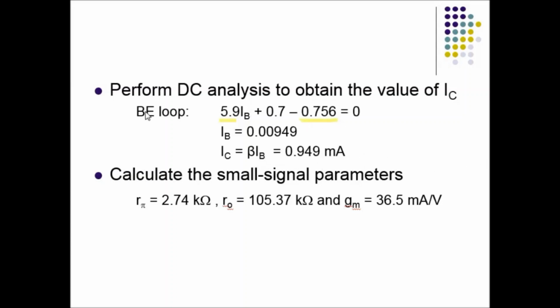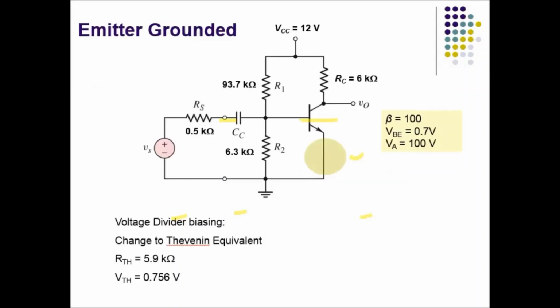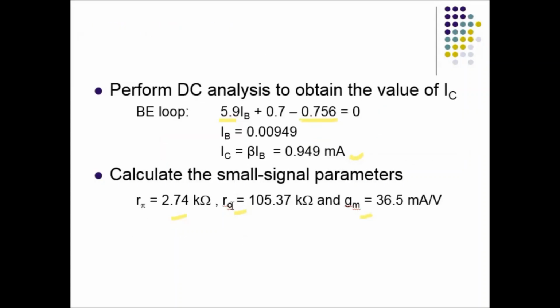Basically in this slide, I'm just showing the BE loop because we just need to calculate what is IC so that you can calculate what is Rπ, RO and GM. The question gives the value of VA. You can see in this slide, the value of VA is 100 volt. So that is why there is a value for your RO.